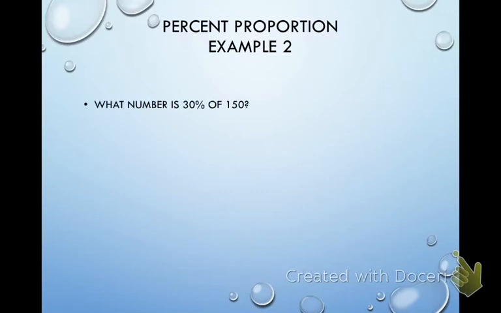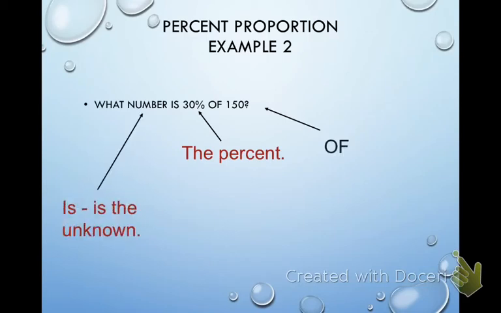All right, what number is 30% of 150? Now, that time we actually know the percent. So the percent, yeah, it's going to be 30% over 100. Of, we know the of. What we don't know is what number is. It says what number is. So let's go ahead and put this one in.